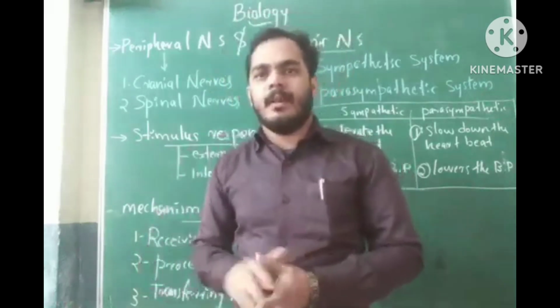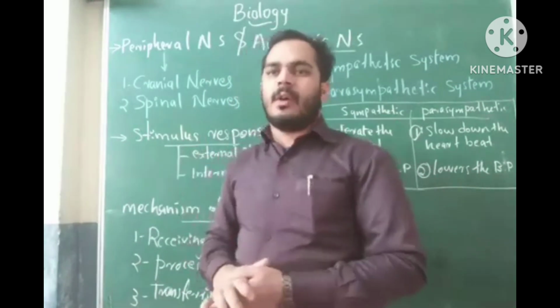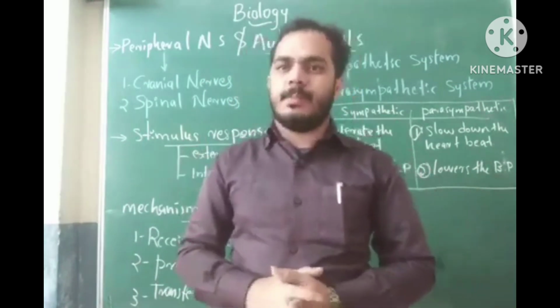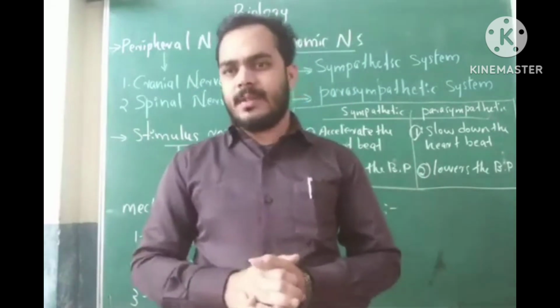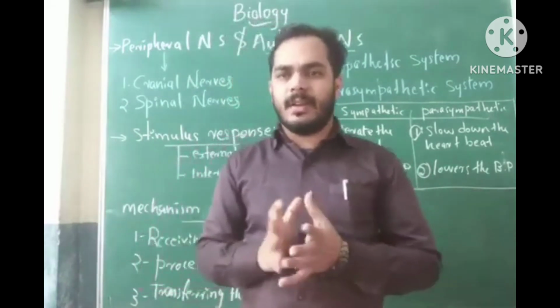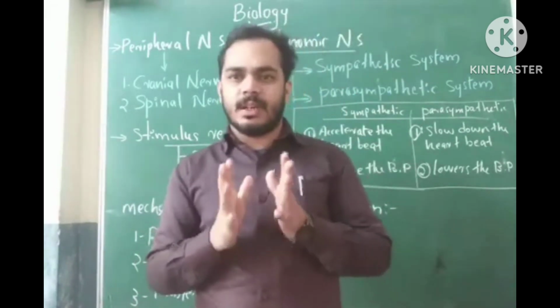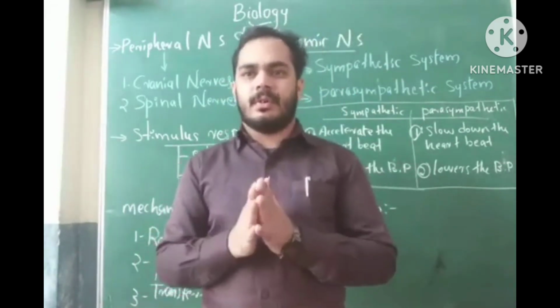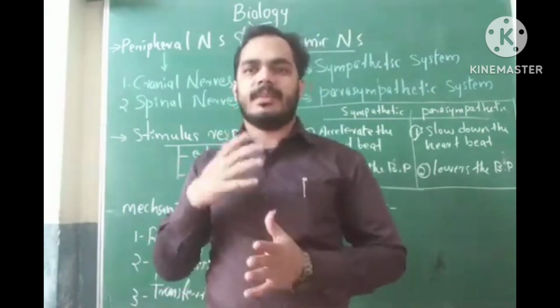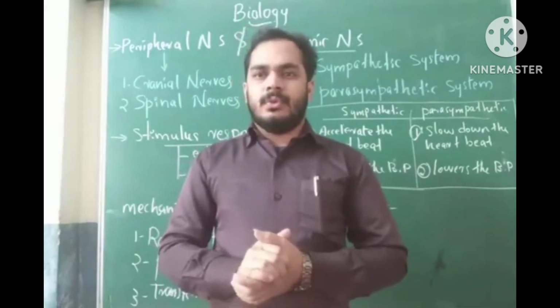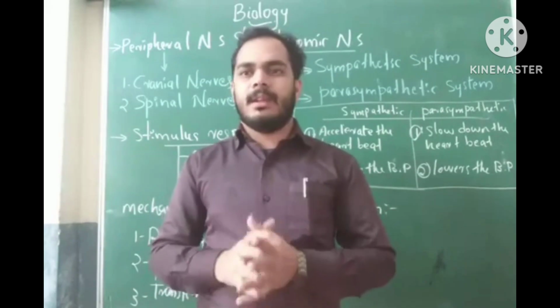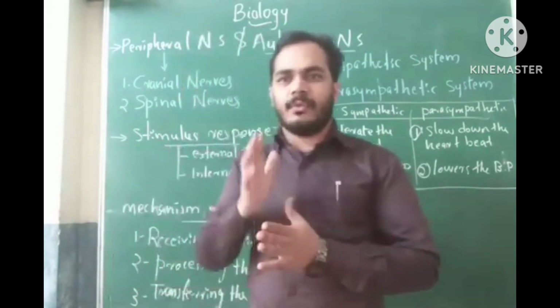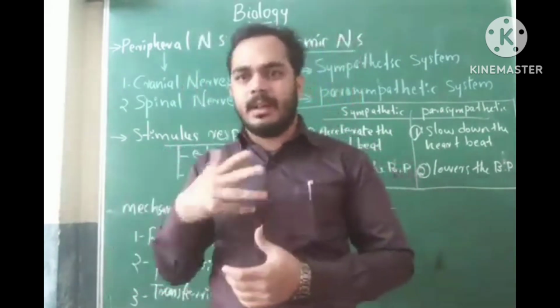Today's topic: the peripheral nervous system and the autonomic nervous system, from the chapter on the nervous system. So what is meant by the peripheral nervous system? The peripheral nervous system refers to the part of the nervous system outside the brain and spinal cord, which together form the central nervous system. It mainly consists of cranial nerves and spinal nerves.